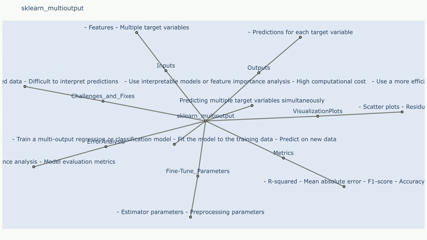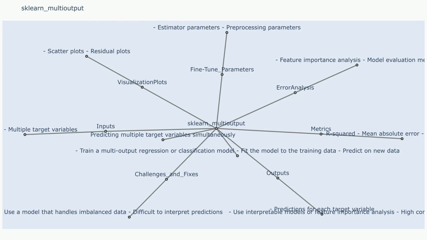Uncertainty methods. Uncertainty method 1. Explain in detail. Confidence intervals. You can calculate confidence intervals for each predicted target variable to estimate the uncertainty in the predictions.